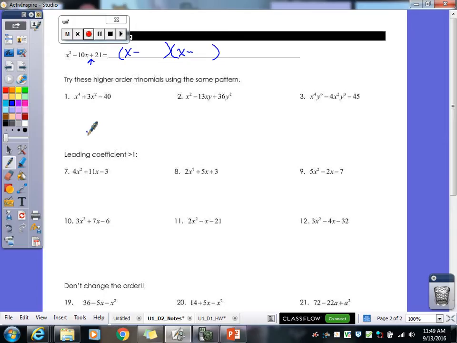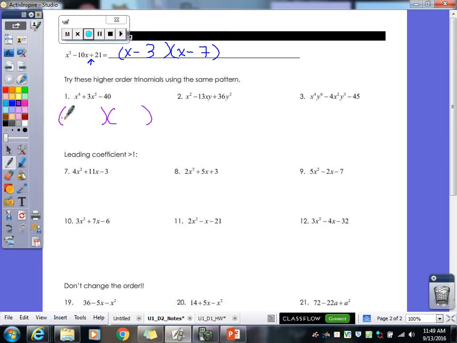What multiplies to give us 21? 3 and 7. Do they add to give us 10? Sure do. So that's how that one factors. Again, same rules apply when you get into the higher exponents.